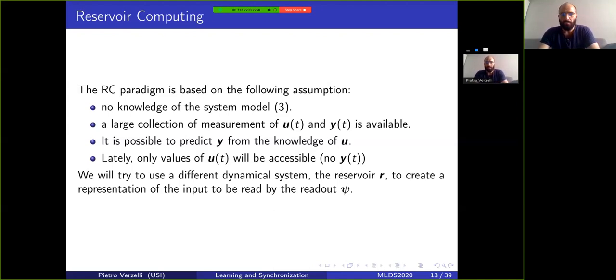And after a certain point, what will happen is that we will keep having the values of U, but the values of Y will not be accessible anymore. And so we want to learn to keep generating Y also after they're not available anymore, right? So in machine learning language, in the training phase, we have both U and Y. And in the testing phase, we only have U, and we must be able to generate the correct Ys.